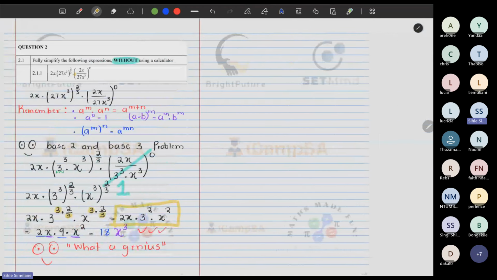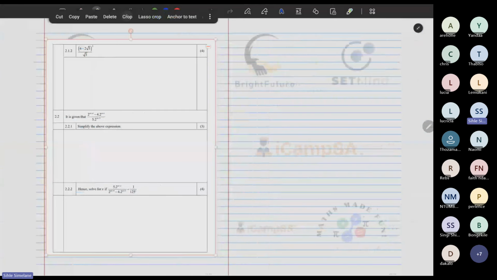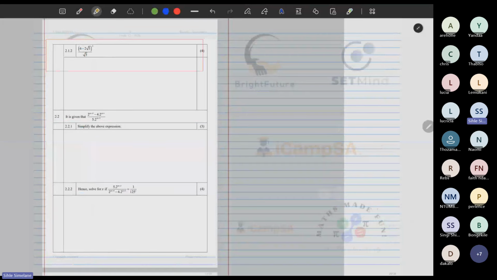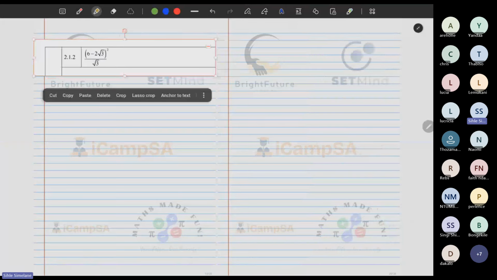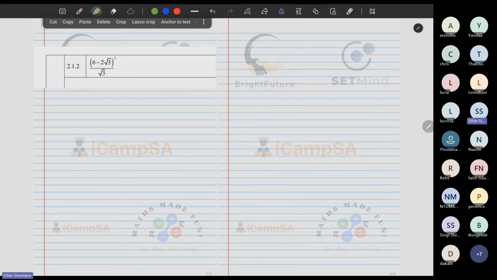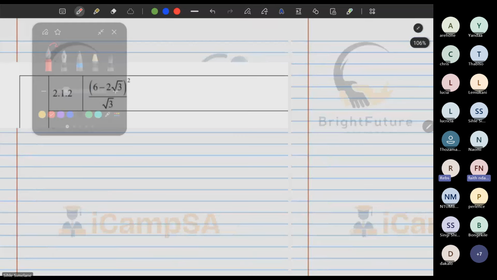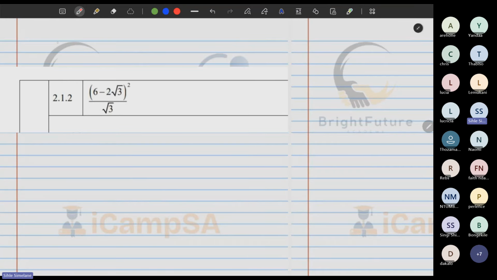Okay, that was point 1. And remember, we are still simplifying without using a calculator. So let's go to this one. This guy is in grade 11. What were you calling this one? There's a certain word you were calling this. It starts with S, like my name. What were you calling this? Surds. Okay, no problem.